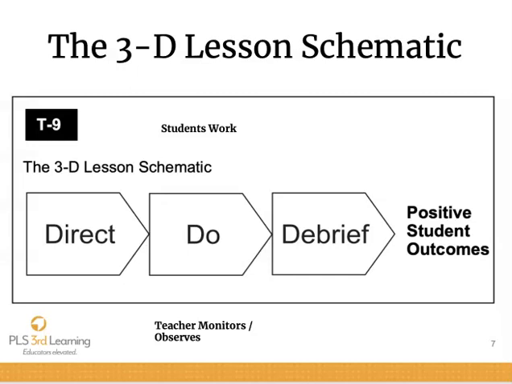During the doing part of the 3D model, students work on the subject matter and interpersonal skill work you have assigned. This is the first part of do. At the same time, the teacher goes around the room monitoring and observing. The two things happen simultaneously. The students work and the teacher monitors.